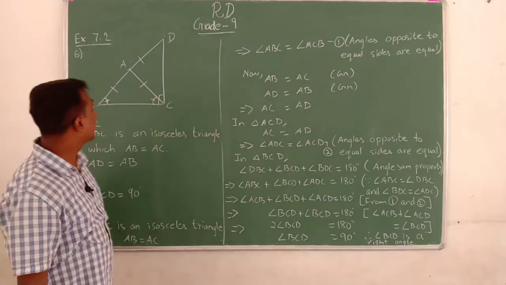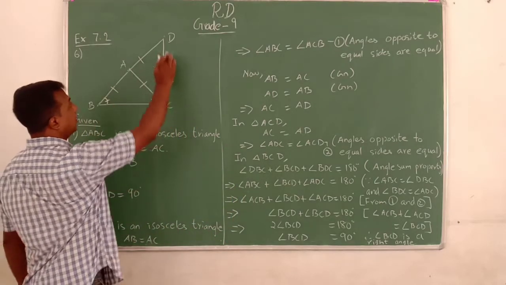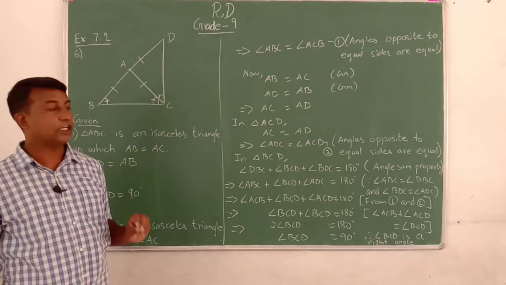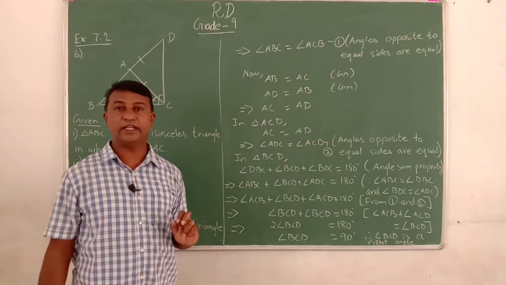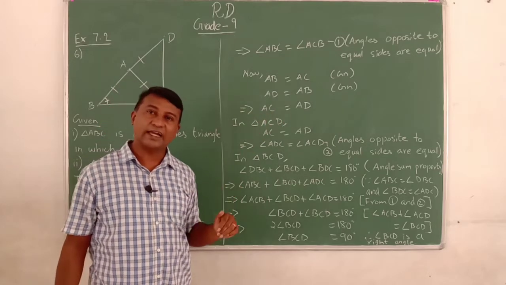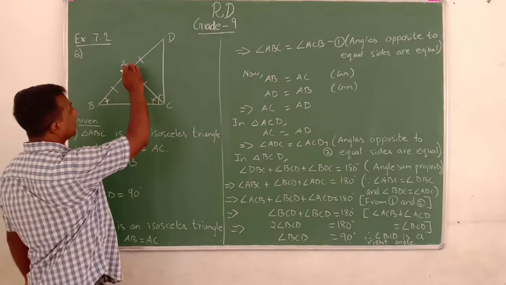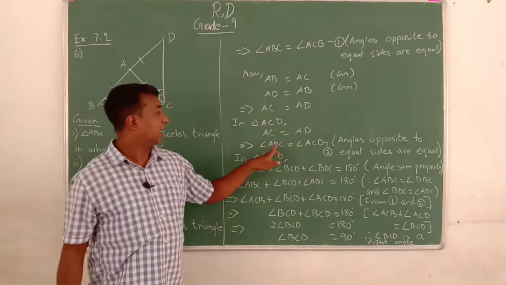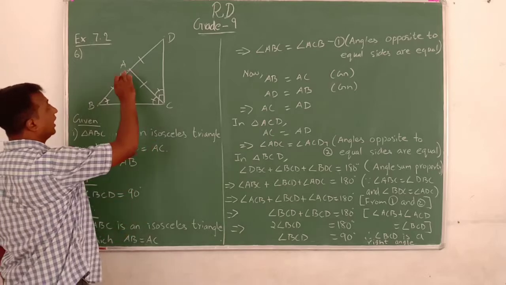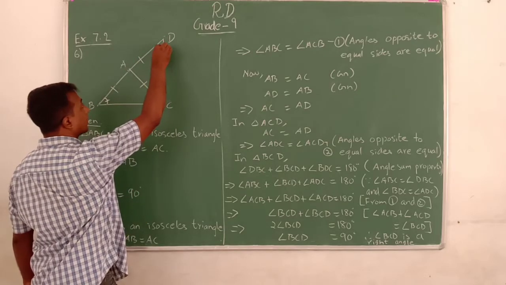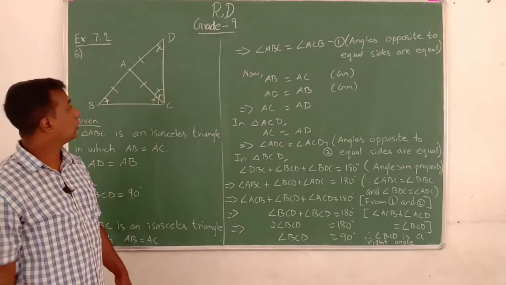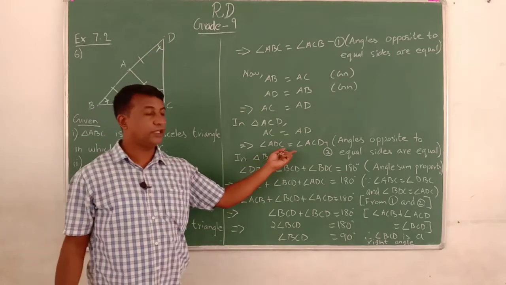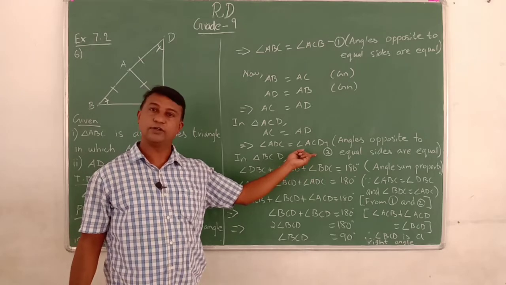Now let's take the triangle ACD. Here AC and AD are equal. These two sides are equal. What about the angles formed? So here also angle ACD will be equal to ADC. So these two angles will be equal, no? ACD and ADC, these two angles will be equal. So name that as equation number 2.